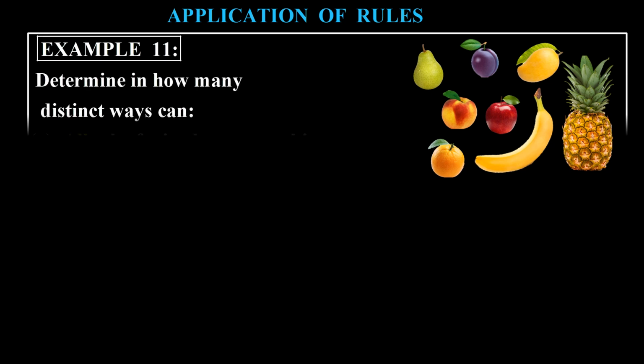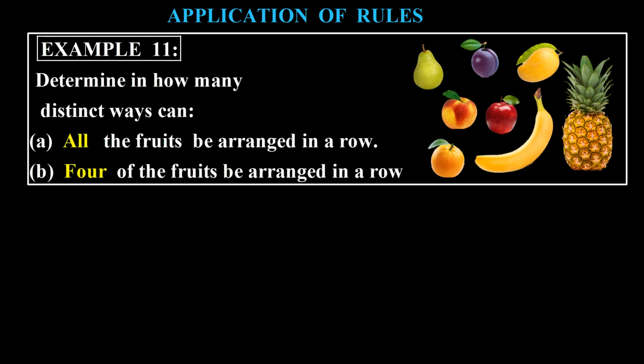Now let's apply these 2 rules we've just derived to the following example. Here we have some fruit, and we want to know in how many different ways can A, all the fruits be arranged, and B, 4 of the fruits be arranged. So this is the one for you to try. You can pause the video, and I'll be very generous. Let me give you 3 minutes in which to do that. So pause, and then we continue. So let's look at the solution now.